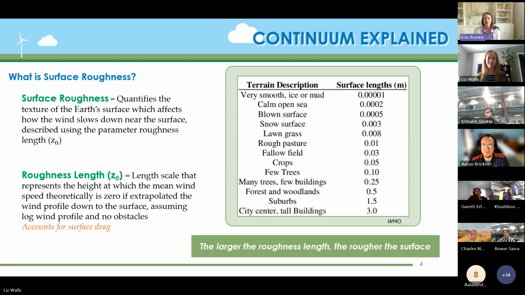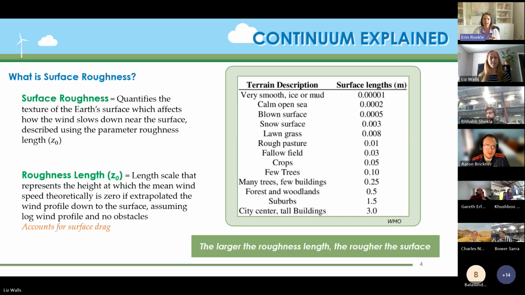So surface roughness is just the idea that it quantifies the texture of the Earth's surface that affects how the wind is going to slow down due to friction right near the surface. And it's described by this parameter called the roughness length, usually denoted by z naught. That roughness length is a length scale.